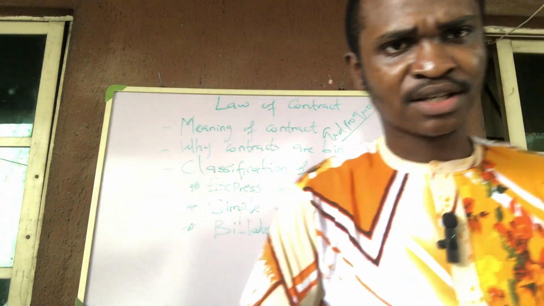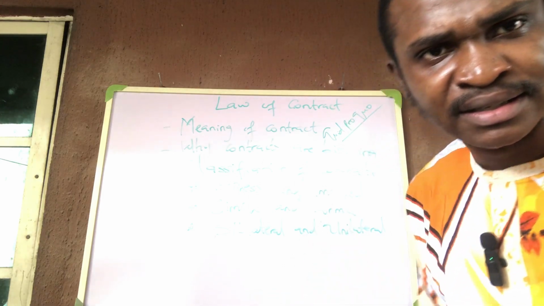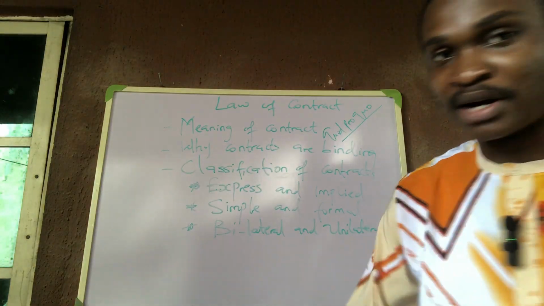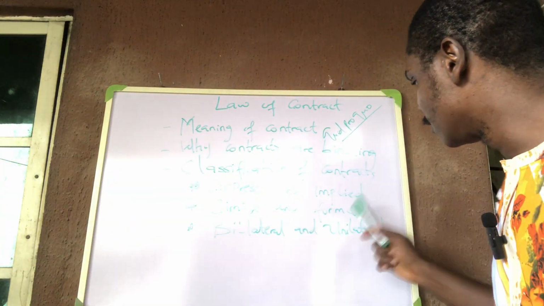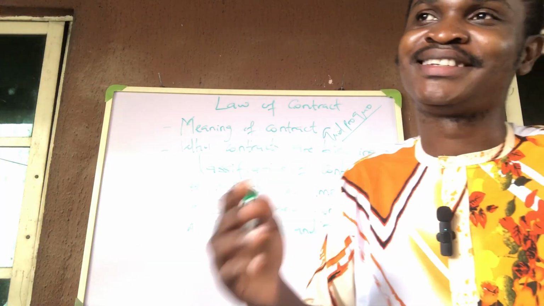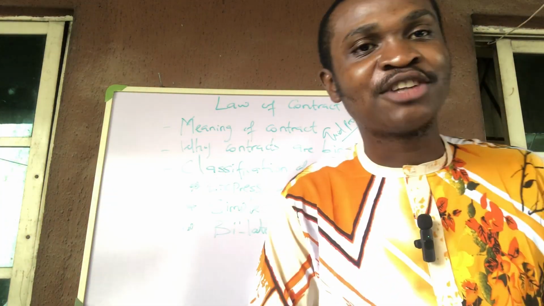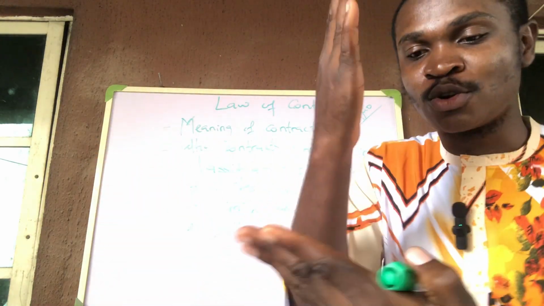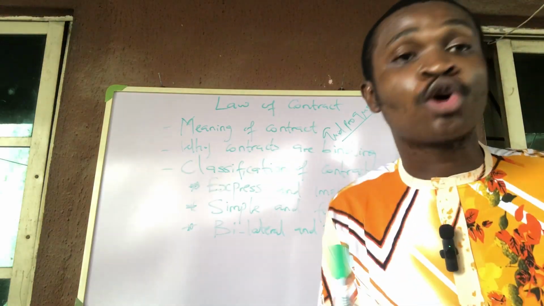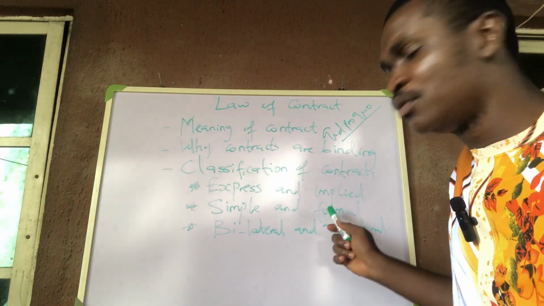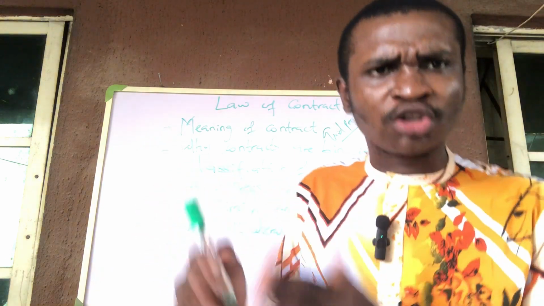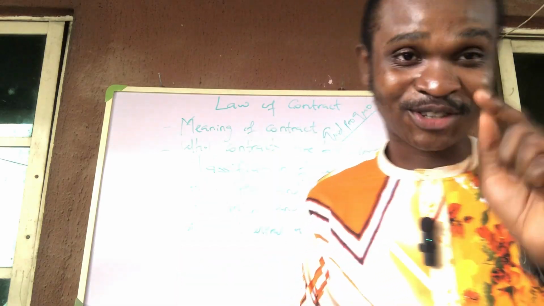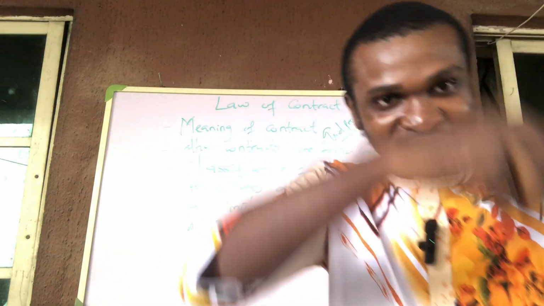Now, simple and formal contract. I will explain formal first before I go into simple. Formal contracts are contracts under seal, which are also called deeds. The reason this particular one is a categorization of its own is that deeds are contracts under seal.